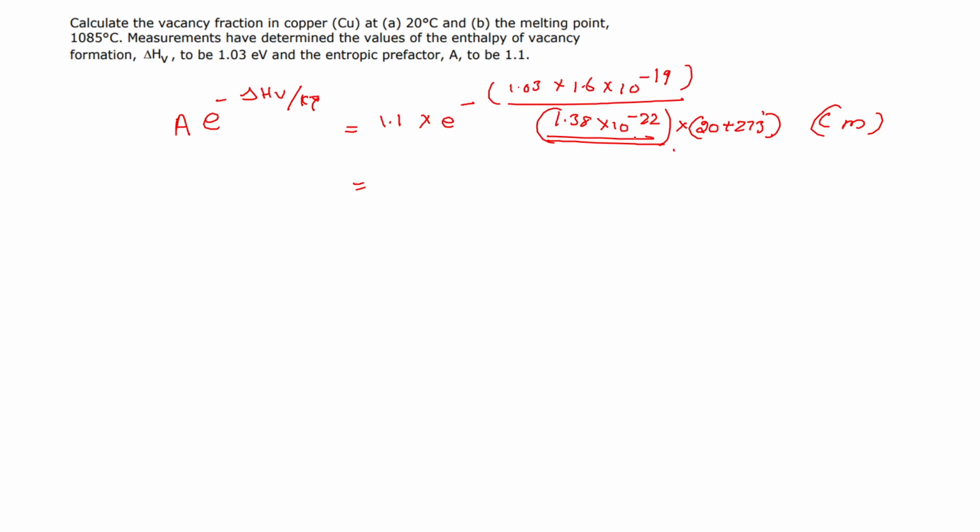And this 1.6 into 10 to the power minus 19, what is it for? That is for converting electron volt to normal volt. That is the electron charge, 1.6. Okay, fine. Thank you. So how much are you getting as the answer?